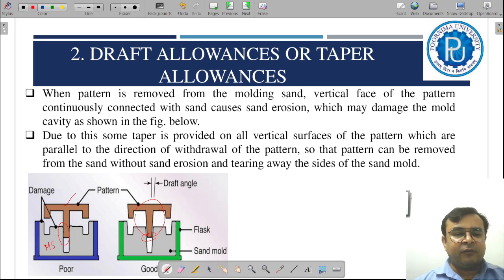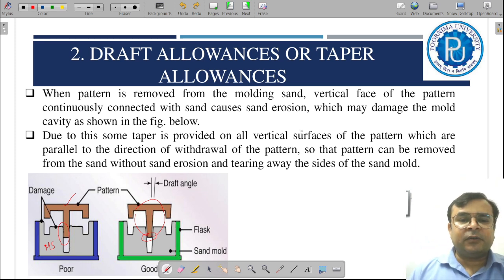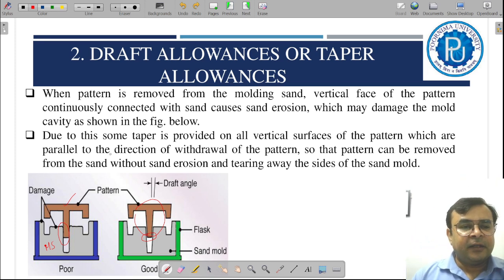So this tapering of the pattern is called draft allowance. Is it right? So now the question is, which dimensions or what surfaces require a tapered surface? Obviously, those surfaces which are parallel to the direction of withdrawal require a tapered surface. You can see we only provide this vertical taper surface, not this horizontal one, no horizontal surfaces. So taper is always provided to those surfaces which are parallel to the direction of withdrawal. Like this.